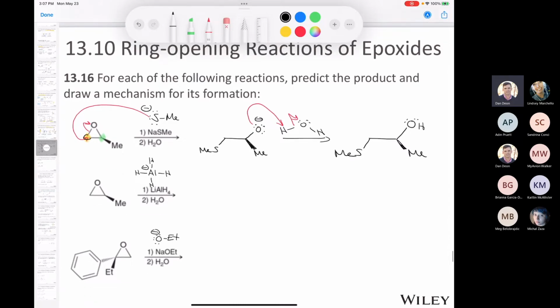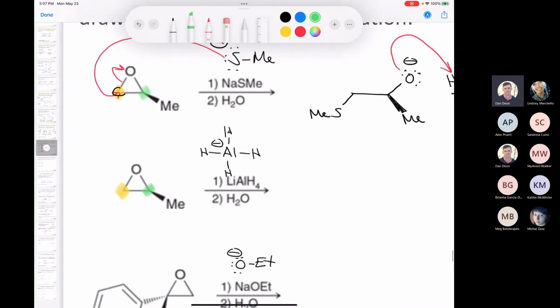Let's try the next one. Same rationale. If I was to highlight this carbon in yellow and this carbon in green, you can see that the carbon in yellow is less sterically hindered, and so it's going to undergo nucleophilic attack by a hydrogen from the hydride. So the hydride ion is going to come in and it's going to do a nucleophilic attack. Keep in mind that this carbon already has 2 hydrogens attached to it. So you're just adding a third one.